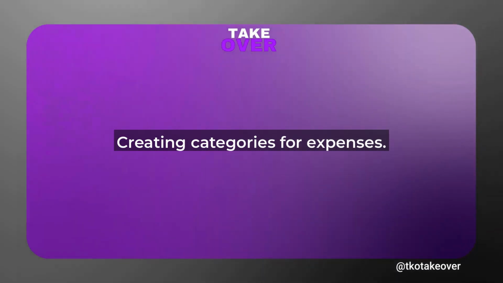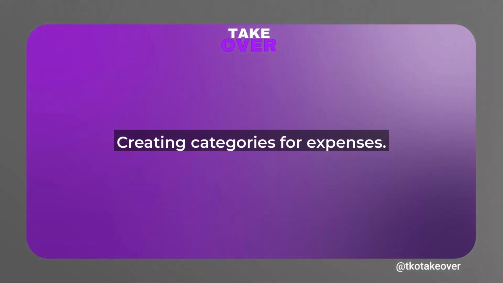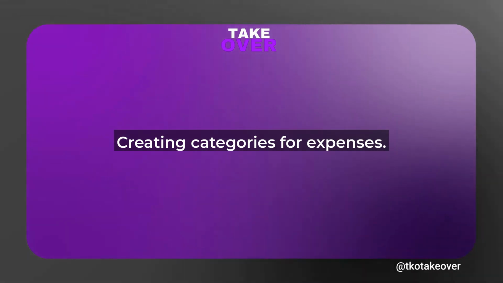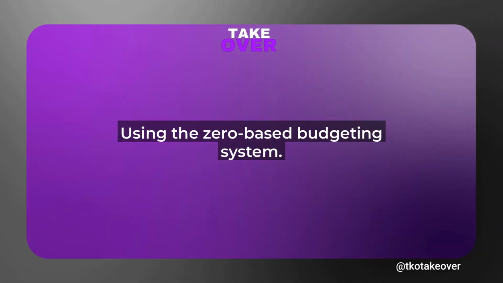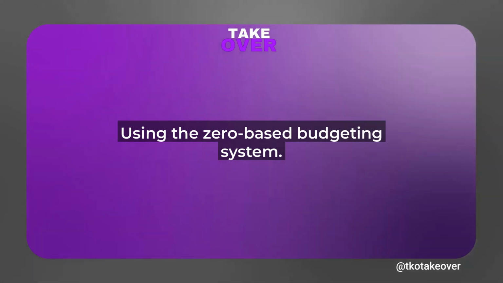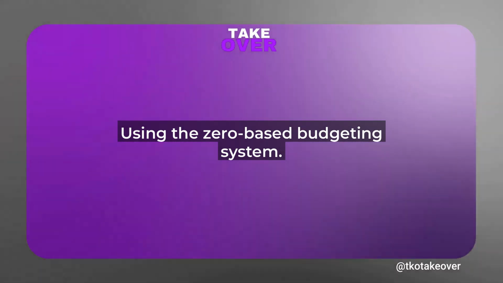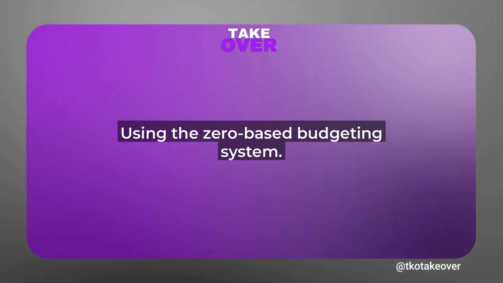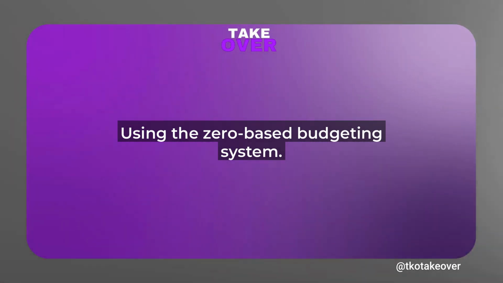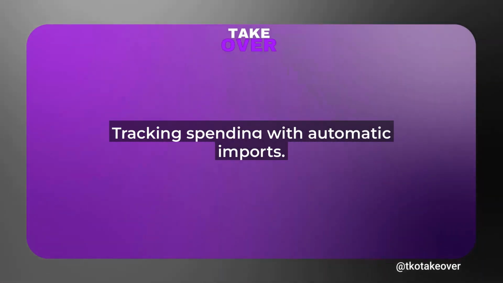EveryDollar uses a zero-based budgeting system, meaning every dollar of your income should be assigned to a category. Think categories like rent, groceries, entertainment, and savings. As you add these, the app will show you how much you have left to allocate. One cool thing is that you can set up envelopes or categories for specific goals, like building an emergency fund or planning a vacation.